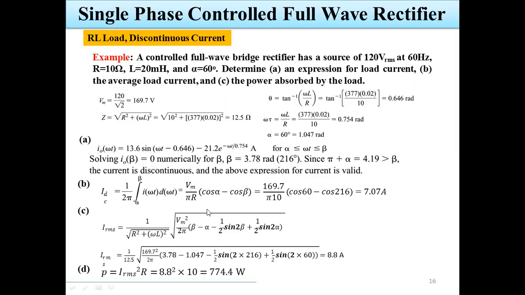Then we solve for the average current IDC value, and we get 77.07 amperes. The output current is a combination of steady state and transient currents, so we get it like this. Next, the IRMS value has been solved, and we get 8.8 amperes. The power absorbed, P equal to IRMS squared R, is 774.4 watts.